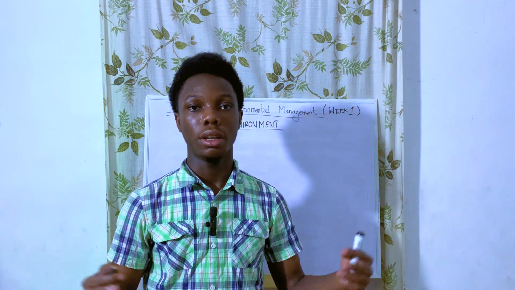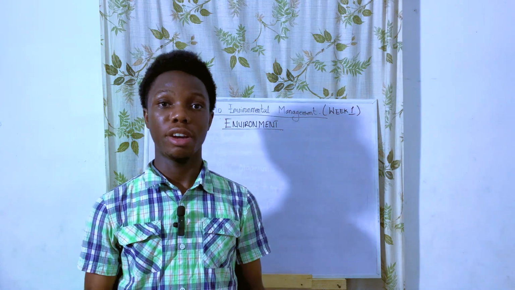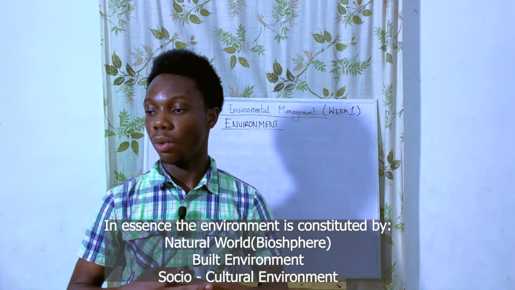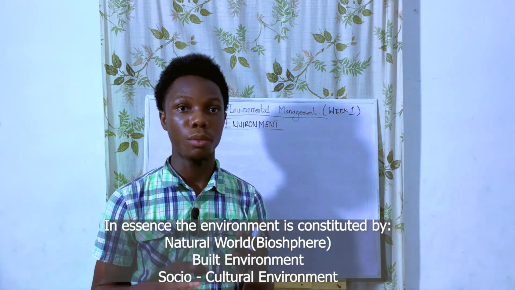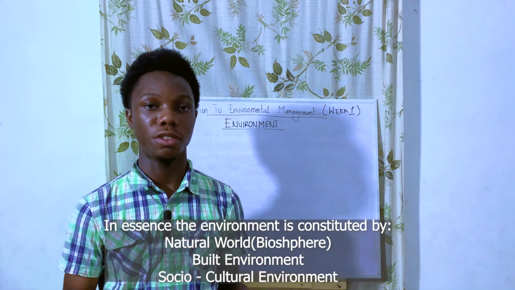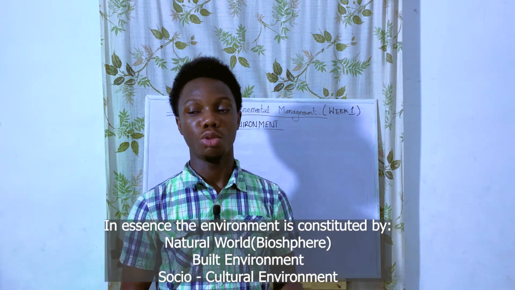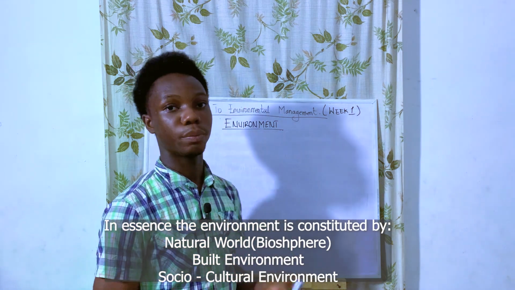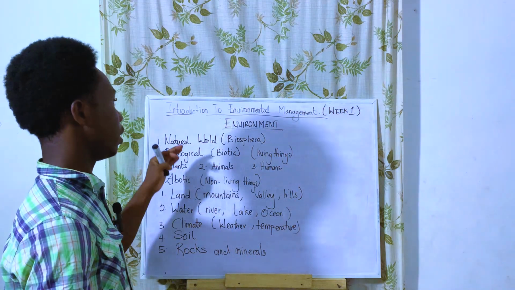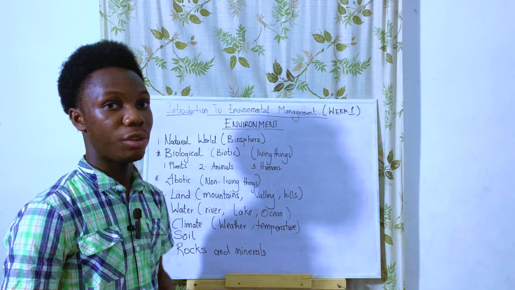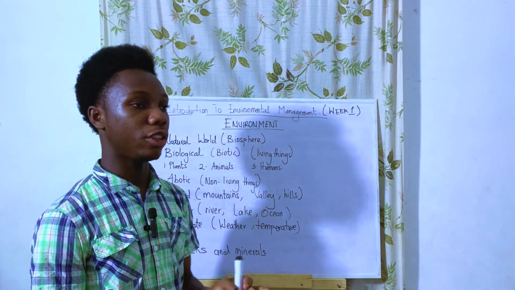Now, in essence, the environment is constituted by the natural world, that is the biosphere. We have the built environment and the socio-cultural environment. So one, we have the natural world, that is the biosphere, the built environment, and the socio-cultural environment. So we'll be looking at these 3 things here. Now, let's look at the natural environment. So the natural world is known as the biosphere.